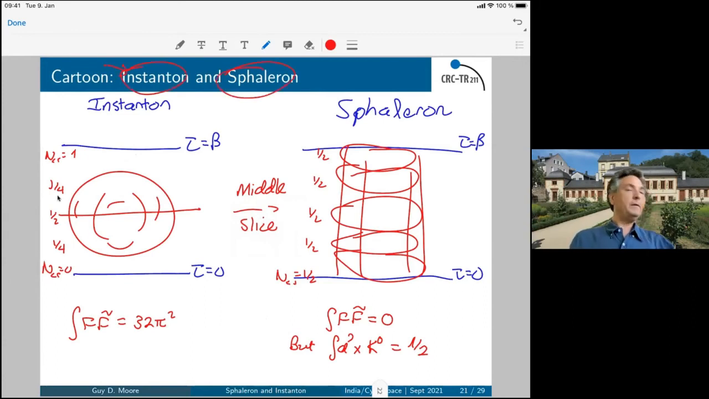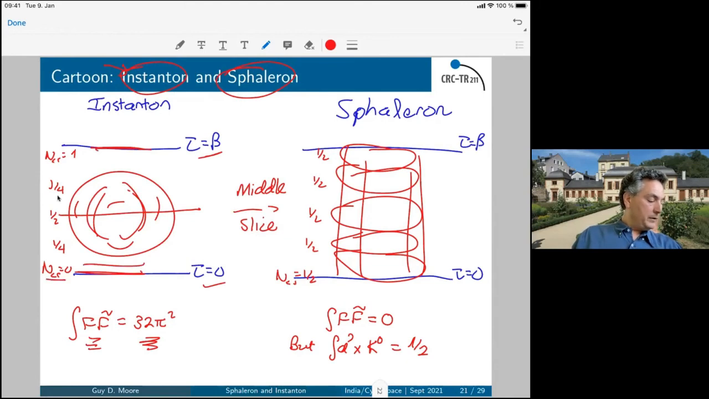The instanton is when you have a full transition in your periodic time range. And that means you have a blob where the integral of FF dual over that blob is this topological amount, 32 pi squared. Okay, and as you move from underneath to on top of this blob, the Chern-Simons number on the surface rises from 0 up to a quarter, up to a half right in the middle, to 3/4 to 1. And it's this change by an integer amount from 0 to 1 that tells you that you've gone through topology.